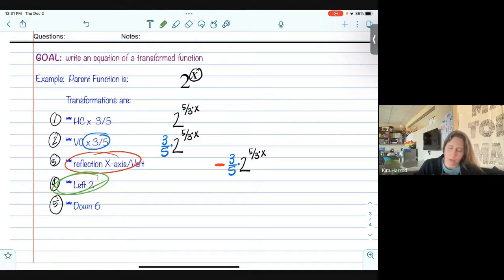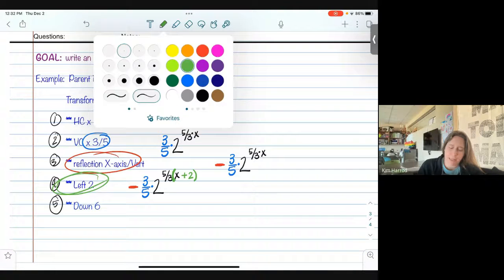Okay, so let's take that whole thing. Left 2 has to go inside. Now we've got 2 things going on inside, so I'm going to add some parentheses here. Left is not minus, but it is plus. So now we have, as an exponent, 5/3 times the whole quantity, x plus 2.